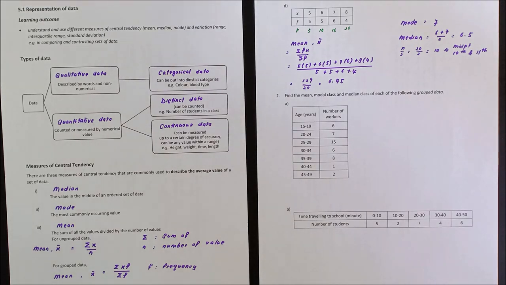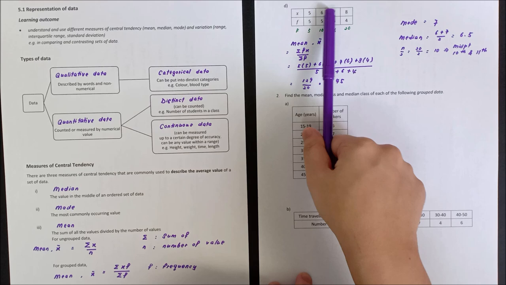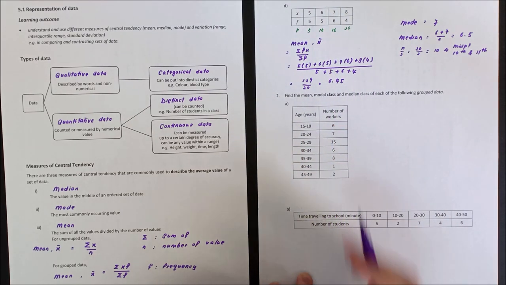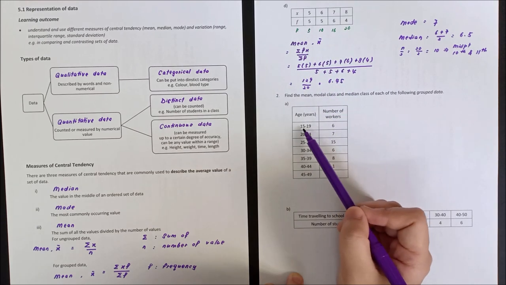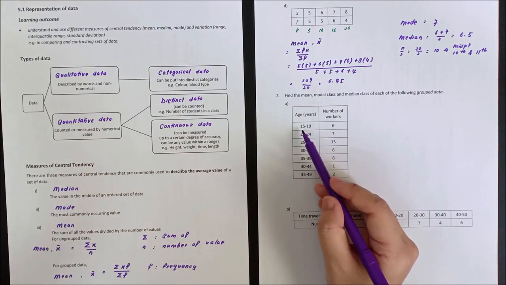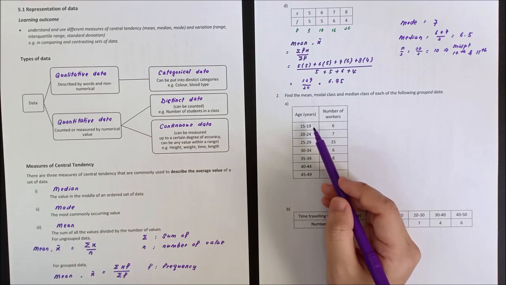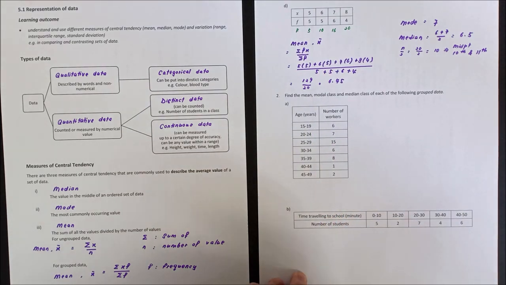Find the mean, the modal class, and the median class for each of the grouped data. Okay, for this one, there's something different. Before that, we only dealt with distinct data, meaning everything is a whole number, but now you are having a range. So the first thing you need to do is find out the midpoint, because when we want to find the mean, how do I know which number to take for the range between 15 to 19? So that's why we need to find out the midpoint.